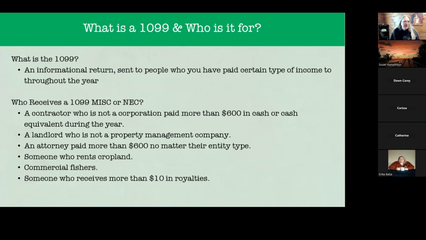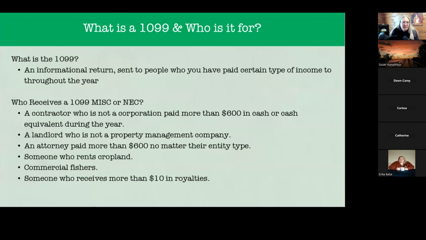And so a 1099 is an informational return sent to people who you have paid a certain type of income throughout the year. And a 1099 miscellaneous and NEC are used for the following different types of recipients. A contractor who is not a corporation and who has been paid more than $600 in cash or cash equivalent through the year receives a 1099 NEC. A landlord who is not a property management company receives a miscellaneous. Attorney paid more than $600, no matter the entity type, gets a 1099 NEC.